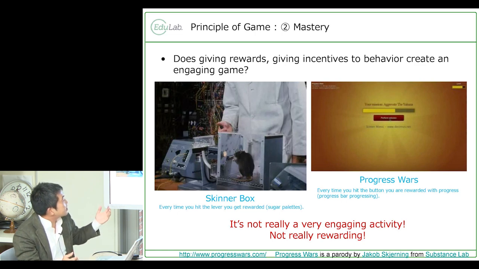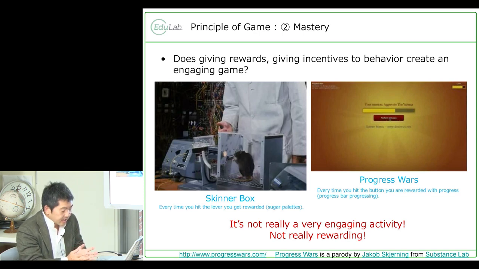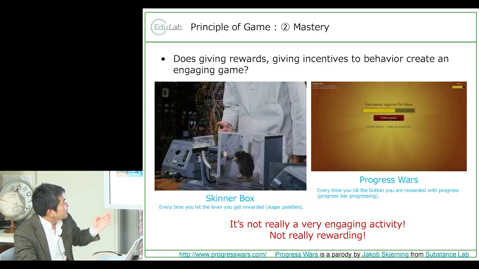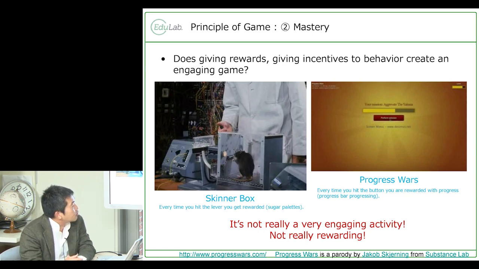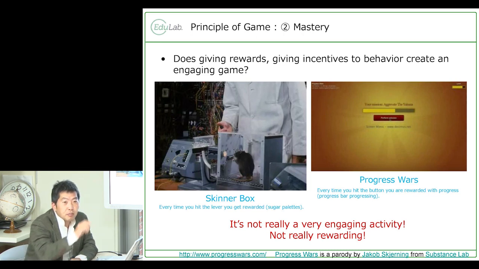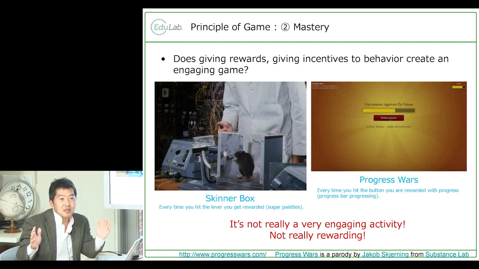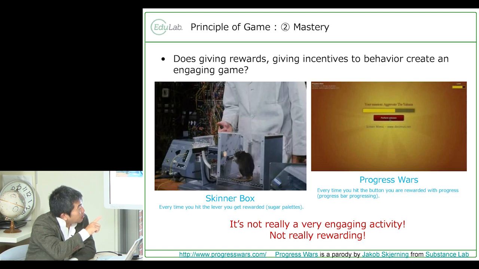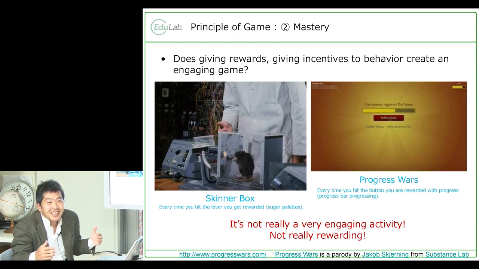So the sugar pellet is a reward. But let's assume that there's a goal, and there's instant feedback, and you get a reward for that. That is the game mechanics. There's a good experiment called Progress Wars. It was a game made by Jakob Skirting. You just have to tap on the red bar and keep on tapping, and the bar just extends. And that's the reward. So the goal is to make that bar full. What you have to do is press on that red button, and the reward is a full bar. But this is not engaging, right, at all.